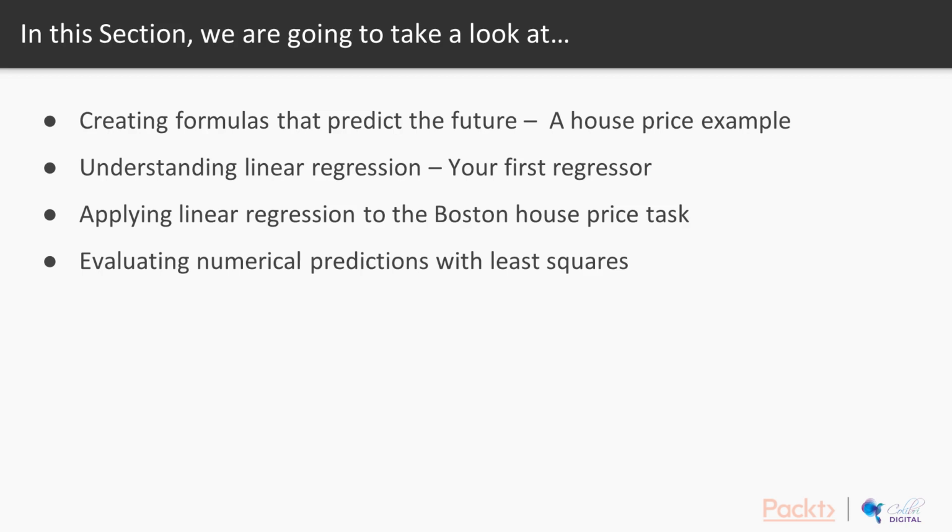Number 2 is, much like logistic regression, we're going to present to you the simplest regression model, which is linear regression. It's actually even simpler than logistic regression, where you don't even have the sigmoid function. In the third video of this section, we're going to apply linear regression to the Boston house price task. In the fourth video of this section, we're going to evaluate numerical predictions with least squares.